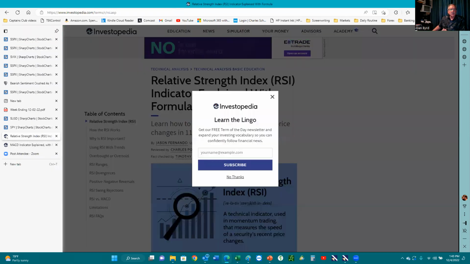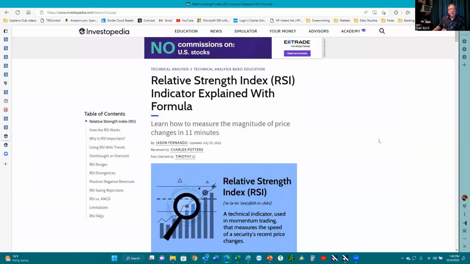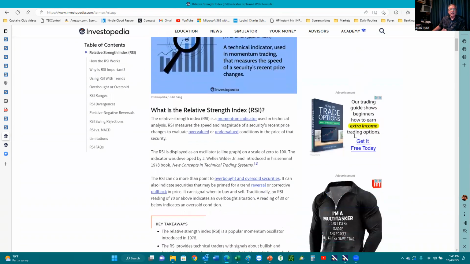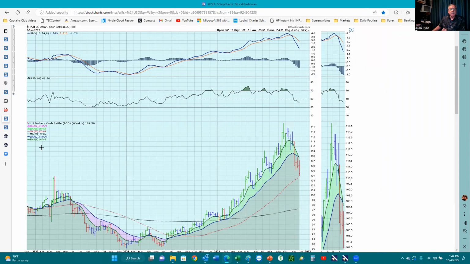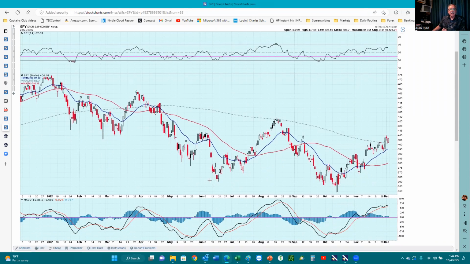And if you go to Investopedia, you can look up what these mean. So this is a relative strength. It will actually give you key takeaways. Usually considered overbought when the RSI is above 70 and oversold when it is below 30. Got it. It's important to understand, though, that momentum indicators work best in trading ranges rather than trending markets. So what does that mean? That means if it's moving up and down like this one is, then it can be a good indicator.